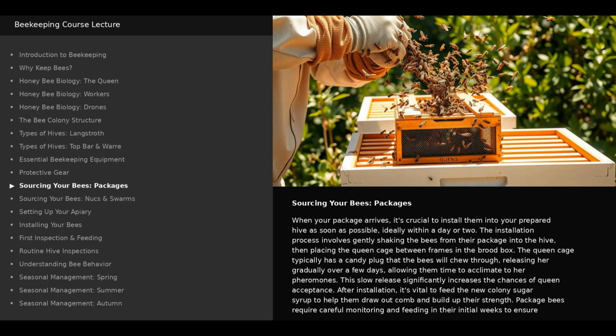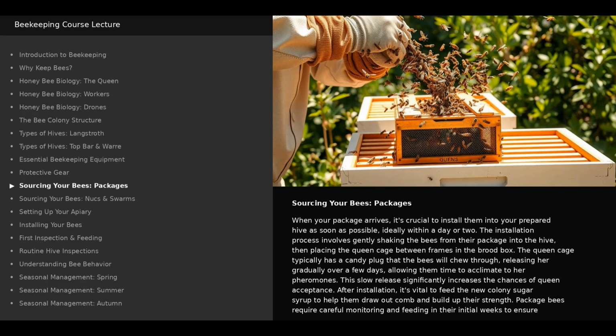When your package arrives, it's crucial to install them into your prepared hive as soon as possible, ideally within a day or two. The installation process involves gently shaking the bees from their package into the hive, then placing the queen cage between frames in the brood box. The queen cage typically has a candy plug that the bees will chew through, releasing her gradually over a few days, allowing them time to acclimate to her pheromones. This slow release significantly increases the chances of queen acceptance.